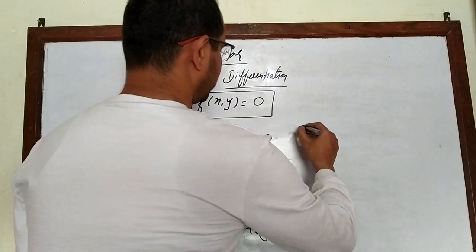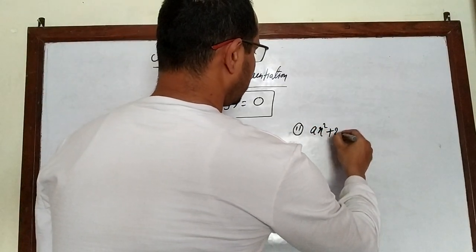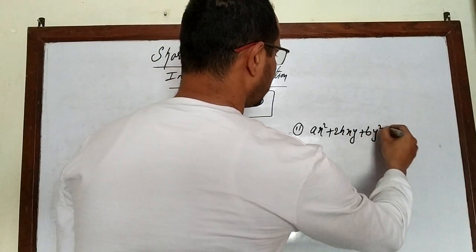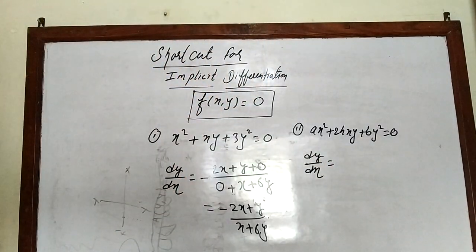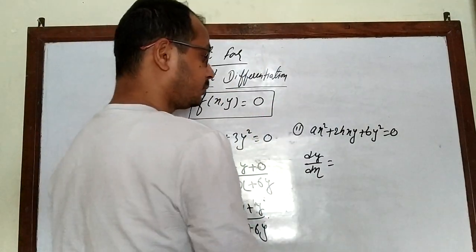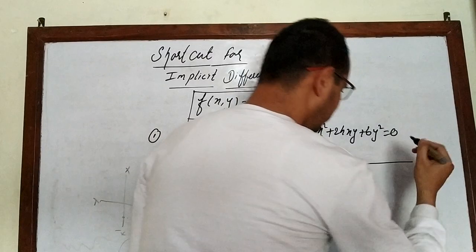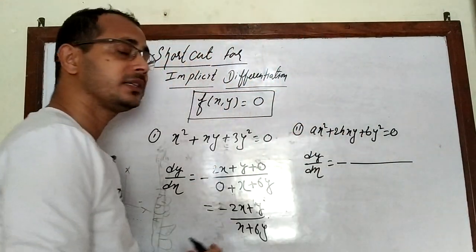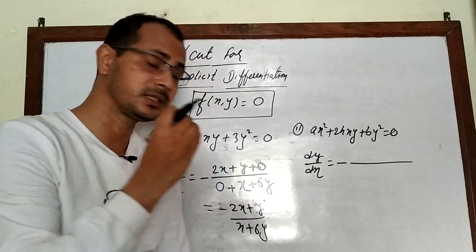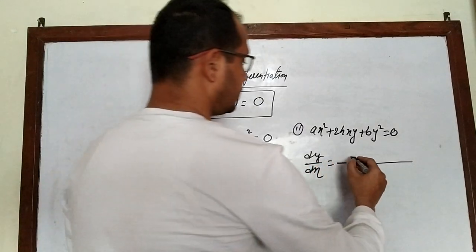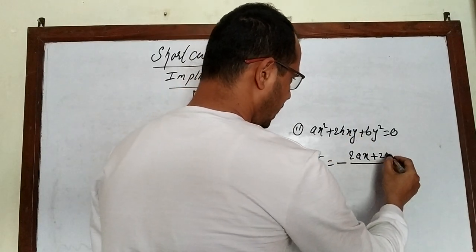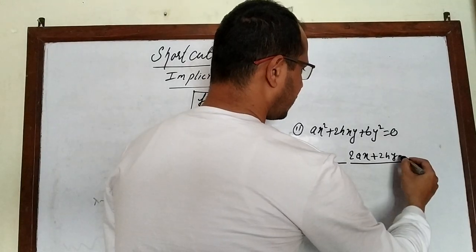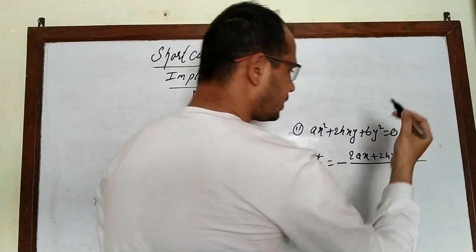Now second example. Let us take ax square plus 2hxy plus by square equal to 0. Now how do we find dy by dx? Give a try. Okay, again same process, minus, we need to find derivative of the given function with respect to x, considering y as constant. So we get 2ax plus y is constant, just x is variable, so 2hy plus by square, now totally constant, derivative will be 0.